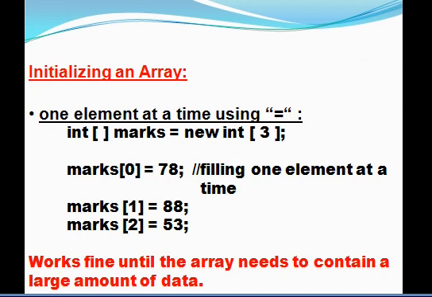by making use of the assignment operator. What we have to do, we can write marks within square bracket 0 is equal to 78. That means at the index number 0, the value stored is 78. Similarly, at the index number 1, it is 88, and at the index number 2, it is 53. And so on we can do it.